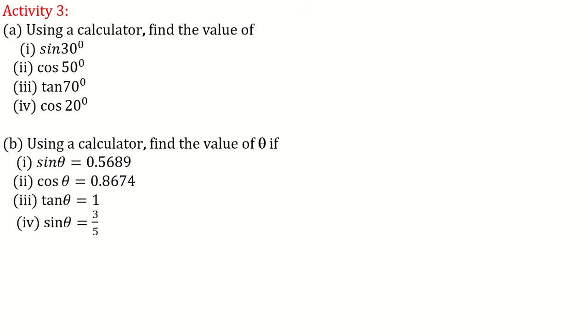Now here, this is a simple activity. You are going to just use your calculator, then find the value of sine 30, you place it on the calculator, and make sure that your calculator is in degrees. Then cos 50, place it on the calculator. Then part B, use your calculator to find the value of theta. If sine theta equals that, you are going to say sine inverse of what's on the right, and you get that angle.